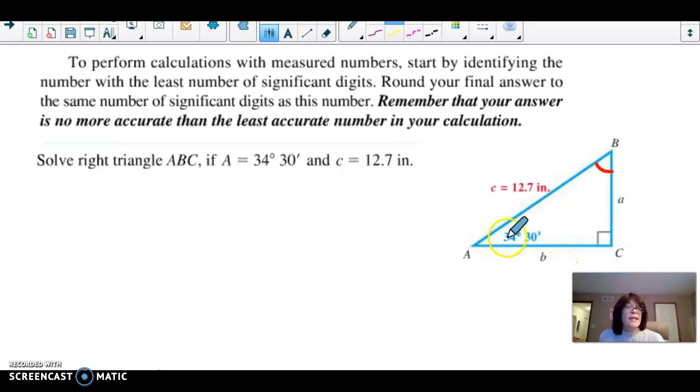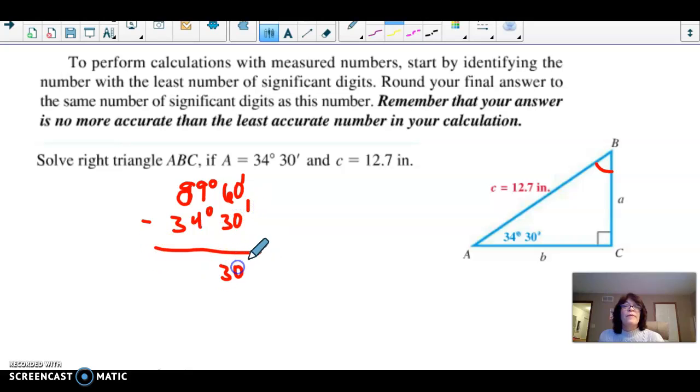Once I know this is 90, this is 34 degrees, 30 minutes, I can find this, right? I know these two have to add up to 90. So I'm just going to take 90 degrees, which I'm going to make 89 degrees, 60 minutes, so that I can subtract 34 degrees, 30 minutes from it. Okay, so I get 55 degrees, 30 minutes for angle B. Is that all right? I would do that first. It's up to you.